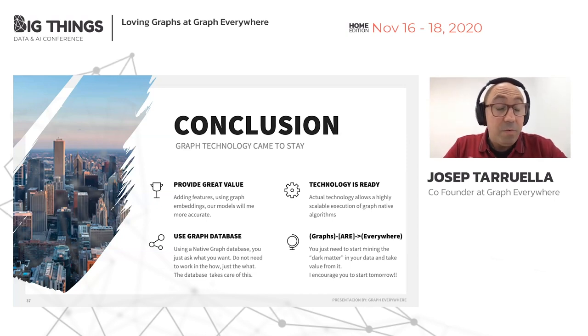And so graphs are everywhere. That's the point. This is our name, Graph Everywhere. So we really feel that you just have to start working with this and dig into the dark matter that you have in your data, these relationships that will bring you a lot of value. And we encourage, as I said, to start tomorrow. Well, after the big things event, okay? And that's all.